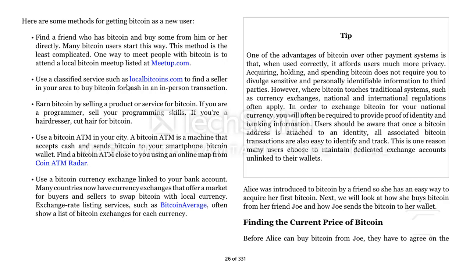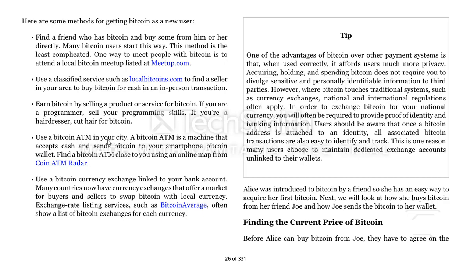Find a friend who has Bitcoin and buy some from him or her directly. Many Bitcoin users start this way. This method is the least complicated. One way to meet people with Bitcoin is to attend a local Bitcoin meetup listed at meetup.com. Use a classified service such as localbitcoins.com to find a seller in your area to buy Bitcoin for cash in an in-person transaction. Earn Bitcoin by selling a product or service for Bitcoin. If you are a programmer, sell your programming skills. If you're a hairdresser, cut hair for Bitcoin.